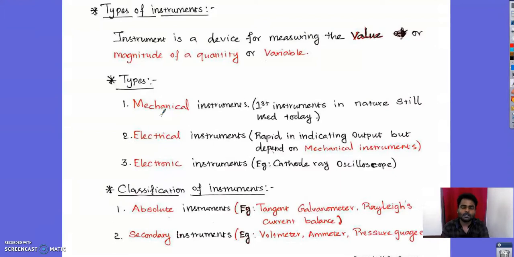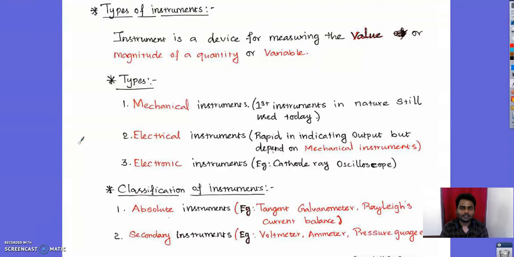The mechanical instrument is the first type of measuring instrument that was made, many years ago. So it is the first measurement in nature, and still we are using mechanical instruments. We have seen the mechanical transducers; those mechanical transducers are mechanical instruments. That is, a mechanical element is used to measure some quantity. That is what mechanical instruments are.